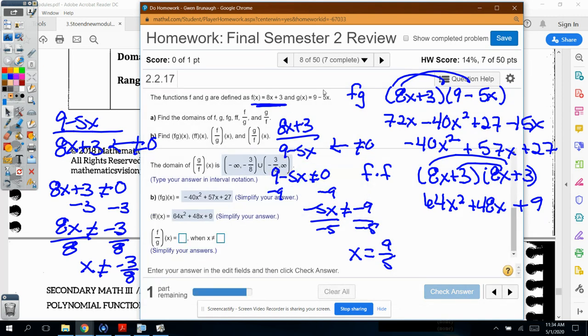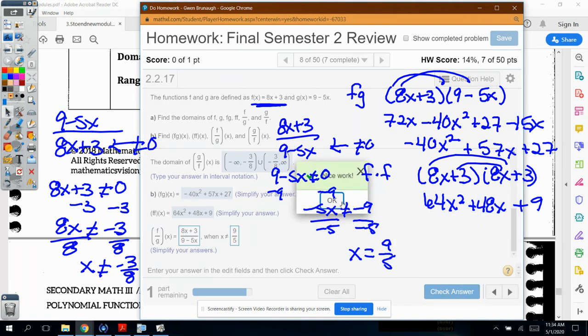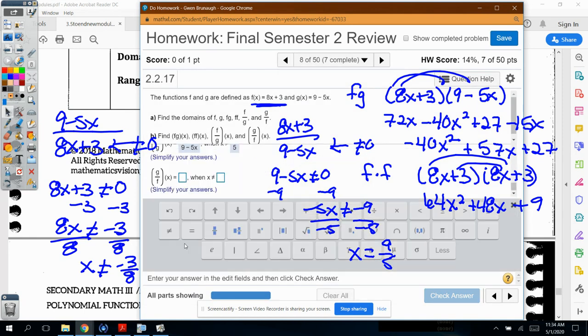f over g means g is on bottom. You're just going to write this fraction. You're going to write 8x plus 3 on top and 9 minus 5x on bottom. But x cannot equal, remember, x cannot equal 9/5 on this one. You just have to say what that thing could not be, which is 9/5. And then you just flip this guy upside down. So this time we put g on top, which is the 9 minus 5x. And on the bottom, you put the 8x plus 3.